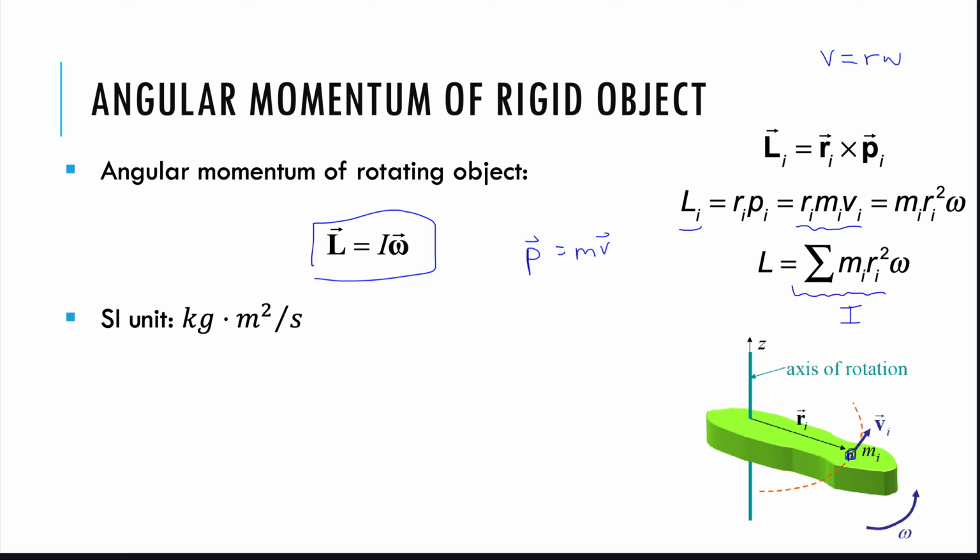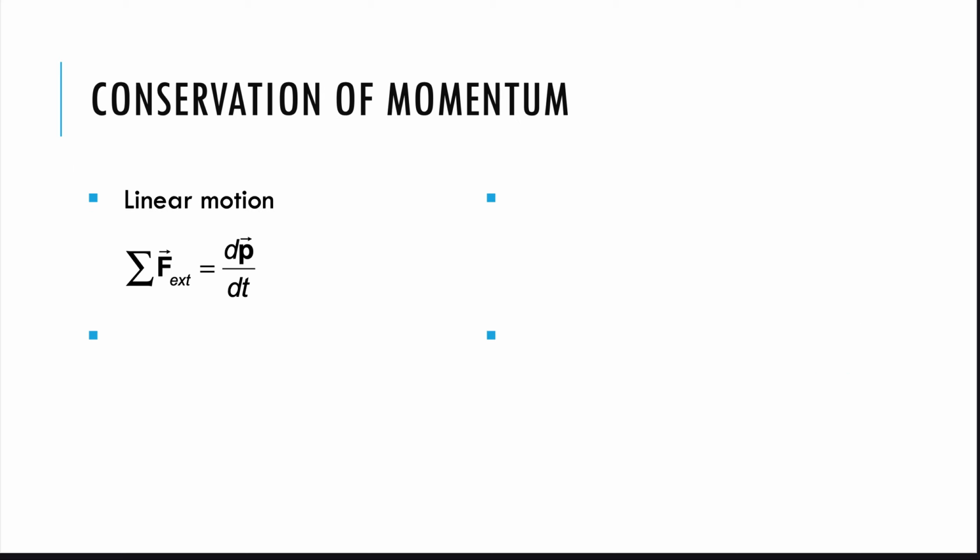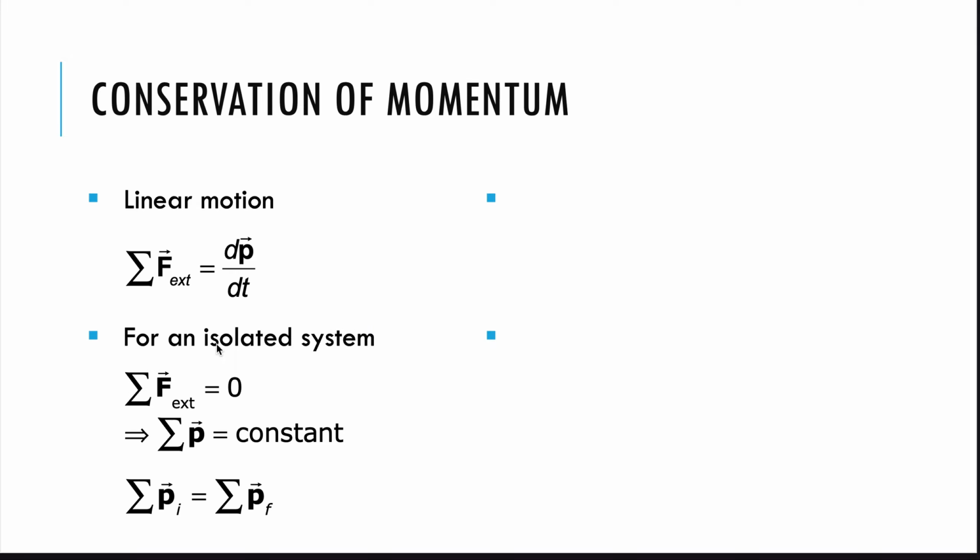The last topic I want to talk about in this video is conservation of momentum. We did this for linear momentum back when we defined momentum. We said that Newton's second law is the derivative of the momentum with respect to time. If we have an isolated system, there's no external force on the system, so the sum of the forces equals 0. That means the derivative of the momentum is 0, so the momentum is constant. That gave us conservation of momentum: initial momentum equals final momentum.